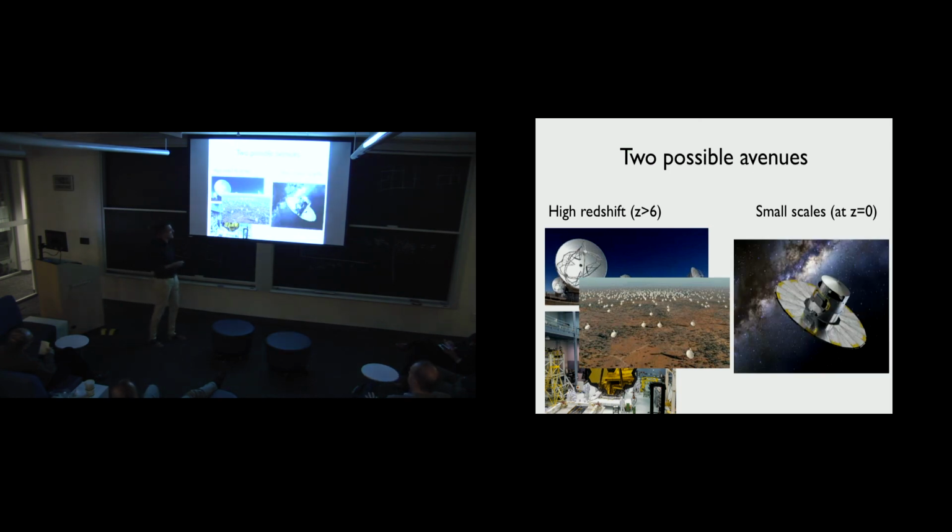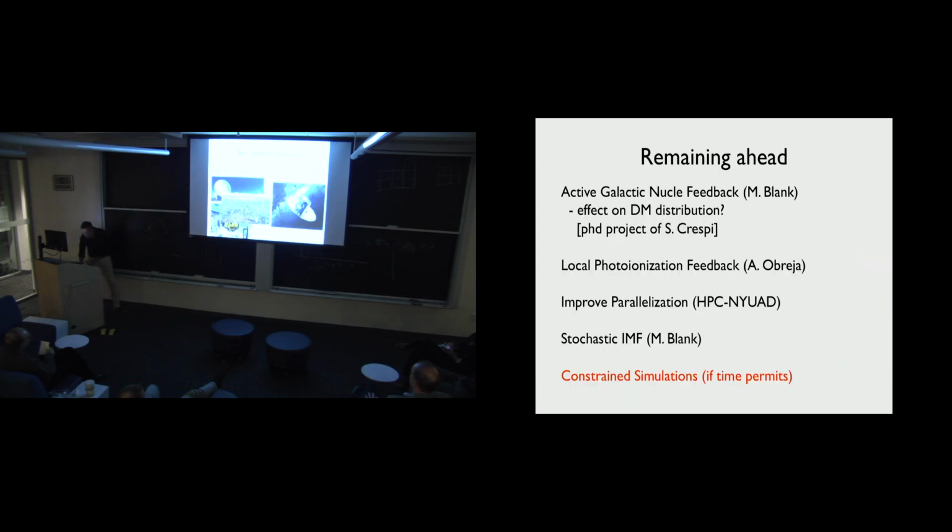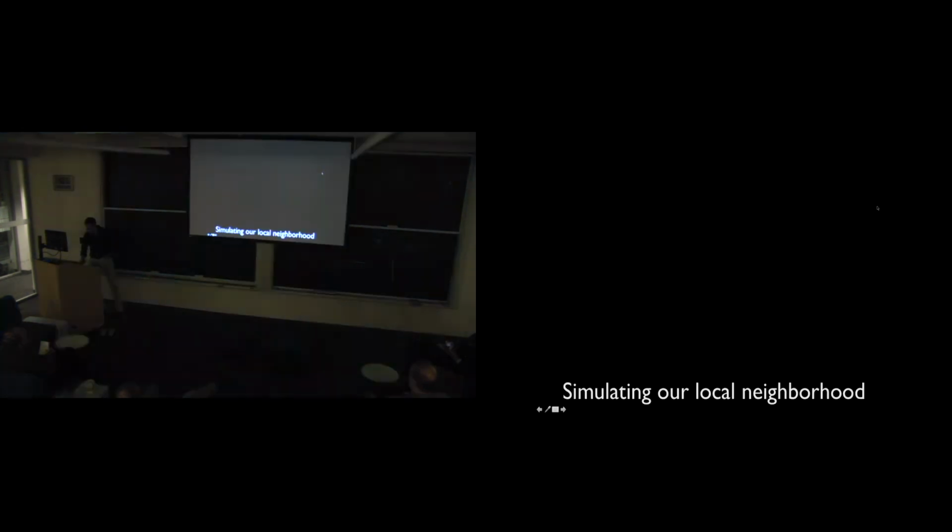And then on the small scales, for example, Gaia. Gaia is telling us a lot about the distribution of stars on small scales. So practically the thing is not hopeless, and then I can jump straight to my conclusions. So we have to remain ahead of the competition, and there are many things we're trying to do in our simulations to try to learn more. No, I have to go like this.